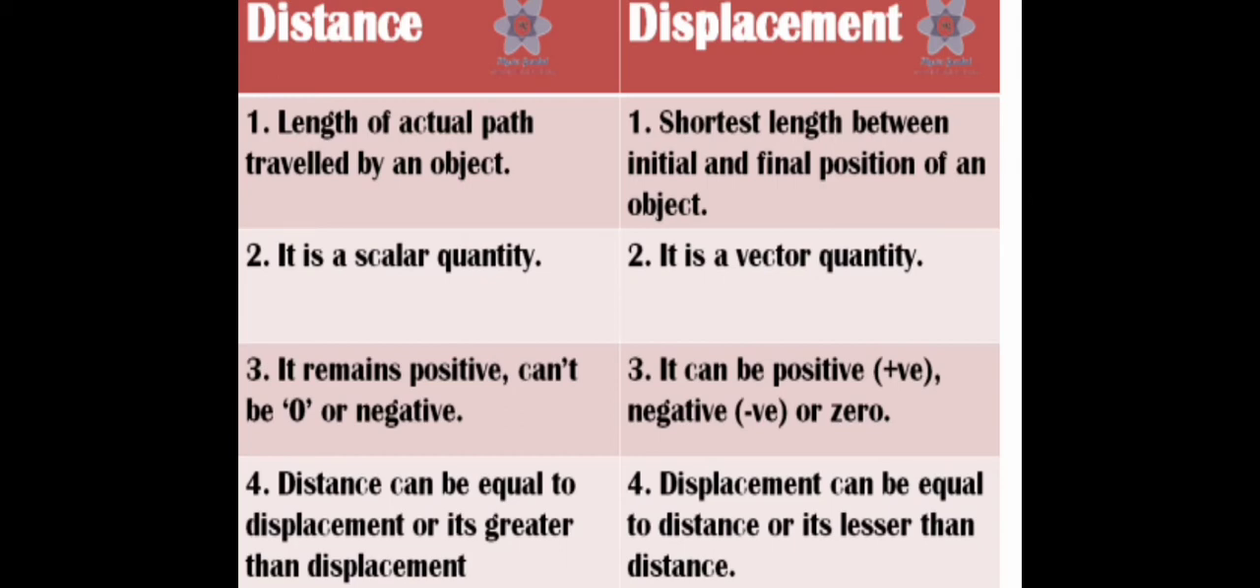And distance is a scalar quantity, and displacement is a vector quantity. And distance remains positive. It cannot be 0 or negative. Displacement can be positive, and it can be negative or 0. Distance can be equal to displacement or it is greater than the displacement. And displacement can be equal to distance or it is lesser than the distance.